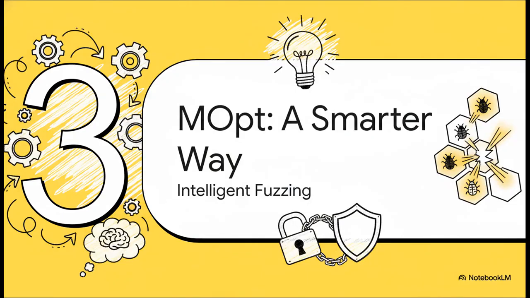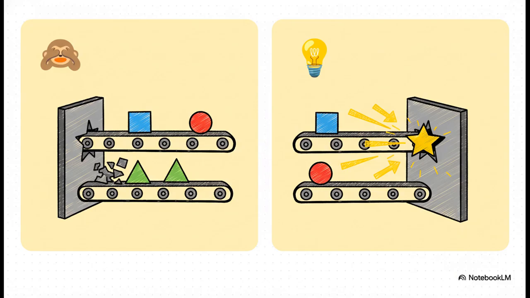So, how do you fix a problem like that? Well, this is where our story gets really interesting. Researchers came up with a new approach called MOpt, and it brings some much-needed intelligence into the brute force world of fuzzing. This really lays out the difference perfectly. The old way is totally blind. It treats every tool in the toolbox the same. MOpt, on the other hand, is a learning system. It actually pays attention to which methods are finding bugs and then focuses its energy on those winning strategies. It is the classic, beautiful shift from just working hard to working smart.